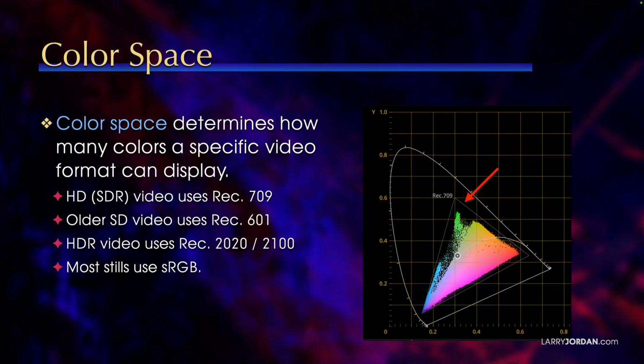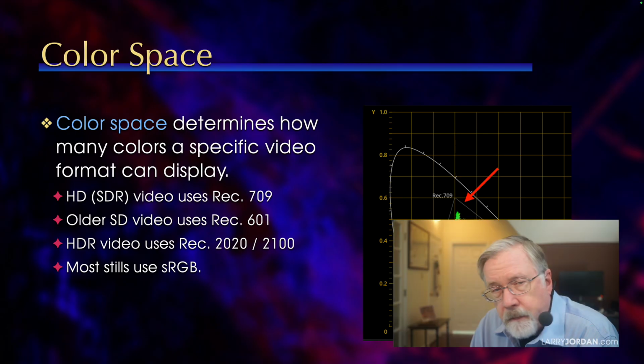Color space determines how many colors a specific video format can display. HD, when it's running under standard dynamic range video, uses Rec. 709. Older SD video, the video that some of us who are old enough to remember grew up on, uses Rec. 601. HDR video uses Rec. 2020, which defines displays, or Rec. 2100, which defines the entire HDR spec. Most stills use sRGB. There's no perfect color space. There are simply a wide variety of them.